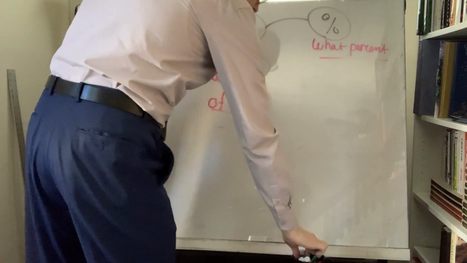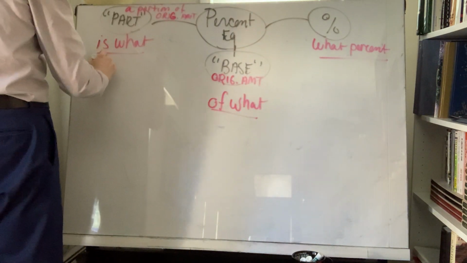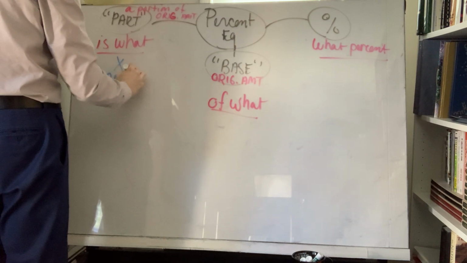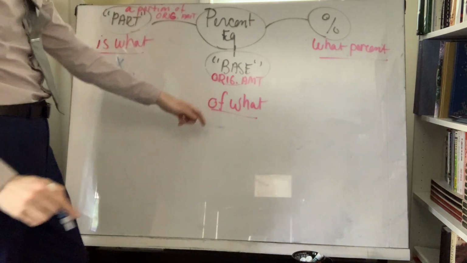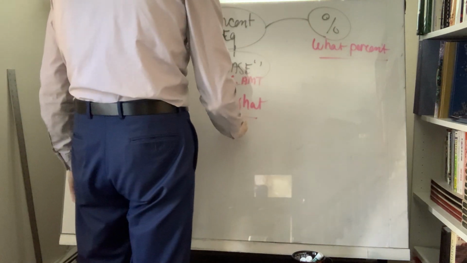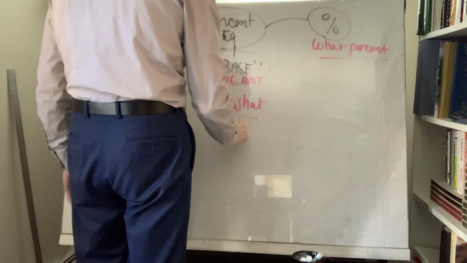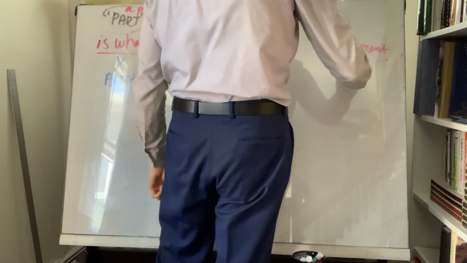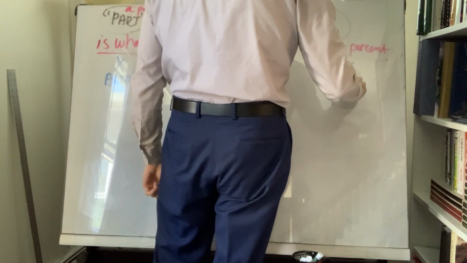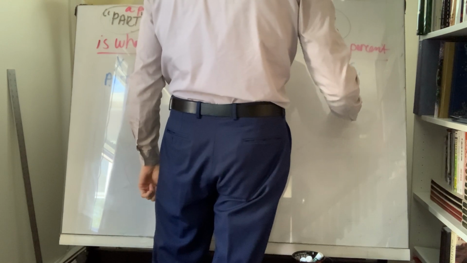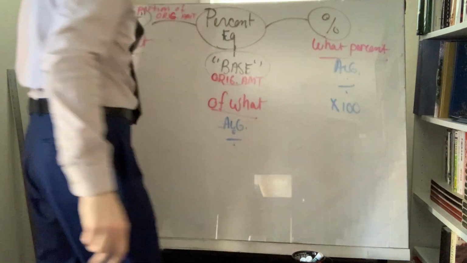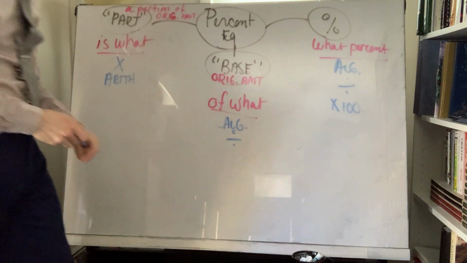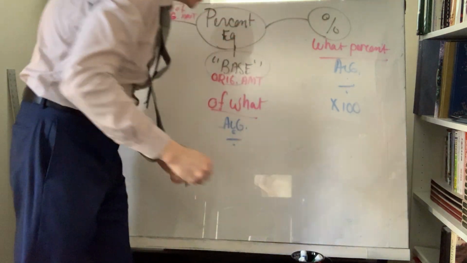Why do you care? Because this one involves just multiplying. It's just arithmetic. "Of what" is an algebra problem, ultimately, which means that you're going to end up dividing. "What percent" is also an algebra problem, which means that you're going to end up dividing and then multiplying by 100. So this is two steps and this is just one step. Two things are very useful to you.